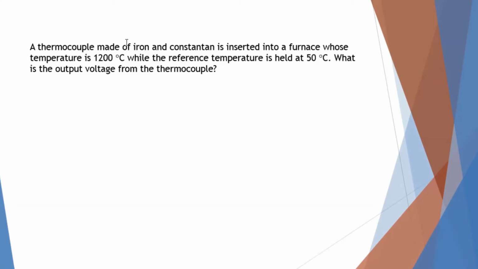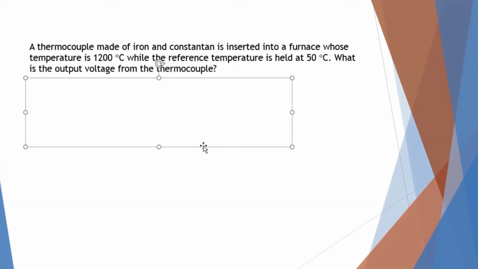So a thermocouple made of iron and constantan is inserted into a furnace whose temperature is 1200 degrees Celsius, while the reference temperature is held at 50 degrees Celsius. So what is the output voltage from the thermocouple? So you are asked to calculate what is V out.